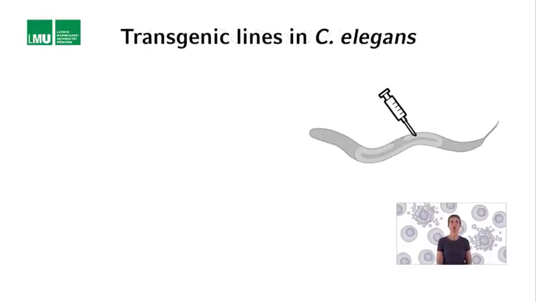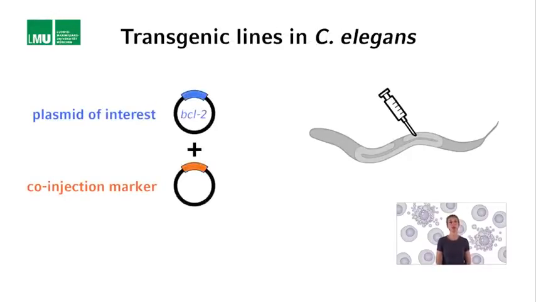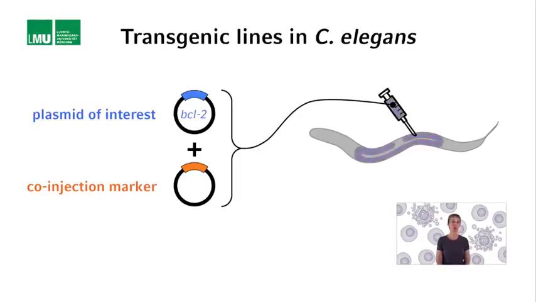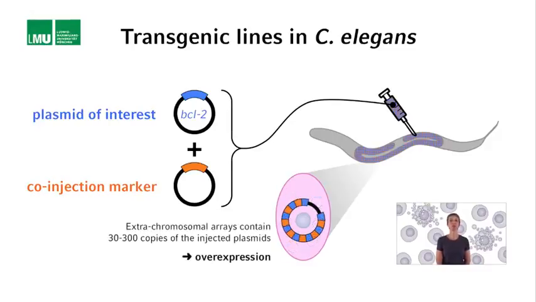How do you generate transgenic lines in C. elegans? The traditional way is the following. You take your plasmid of interest and a co-injection marker, a plasmid that expresses something that you can easily detect or assay for. And you inject these plasmids into the gonads of hermaphrodites. Inside the gonads, the plasmids will be taken up by some of the oocytes that are generated.